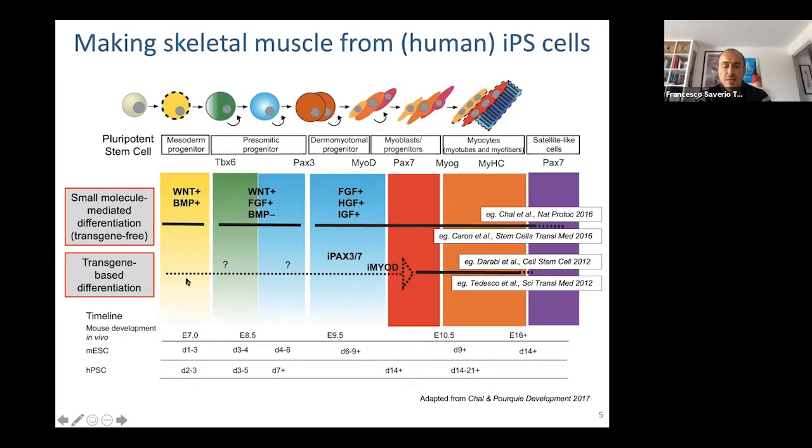Bottom line is that depending on your need, you can go from one option to the other. For example, one of the advantages of the transgene-based differentiation is that they are synchronous and they are sometimes a slightly higher efficiency, slightly higher reproducibility, or for example, less contaminants in your population. Whereas the small molecule mediated strategies tend to be more high fidelity in terms of recapitulating developmental events and muscle histogenesis.